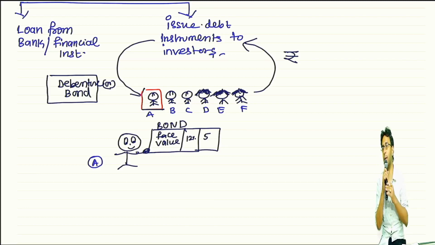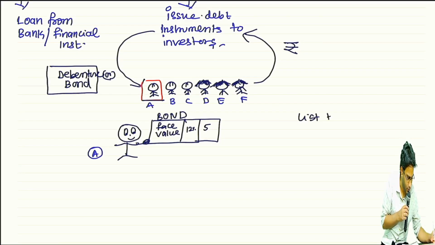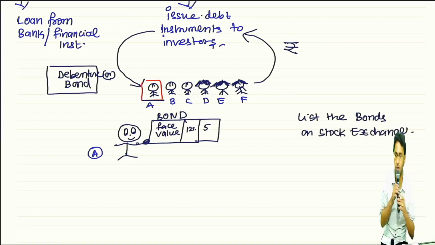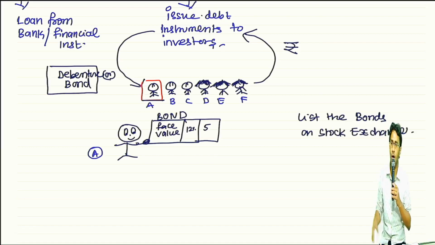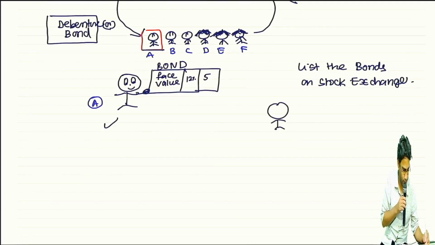To erase this problem of liquidity, what companies usually do is list their bonds on a stock exchange. When you list the bonds on a stock exchange, all these existing investors and new investors have now found a place to meet and transact among themselves. For example, A is having a bond, he wants to sell off the bond.